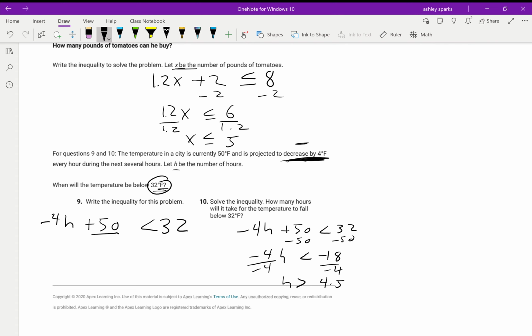So that's our inequalities in a nutshell. If you see an inequality, solve your problem normally, and just always keep an eye out for dividing or multiplying by a negative. If you do that, you flip the sign.